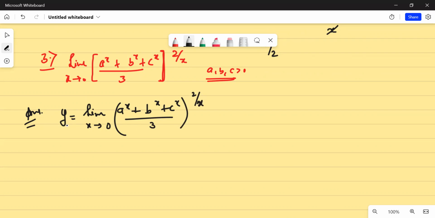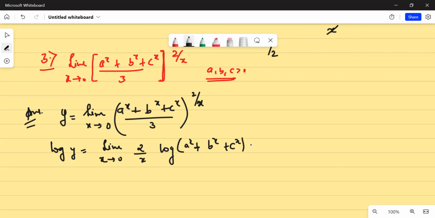And what you can do is take log on both sides. So log of y would be limit... Is that clear? Yes, sir.